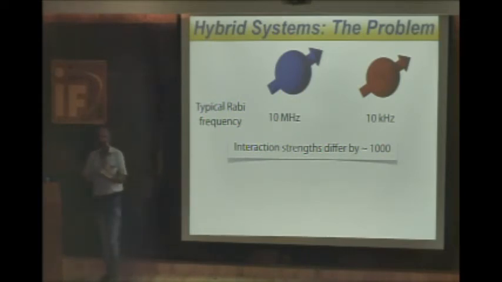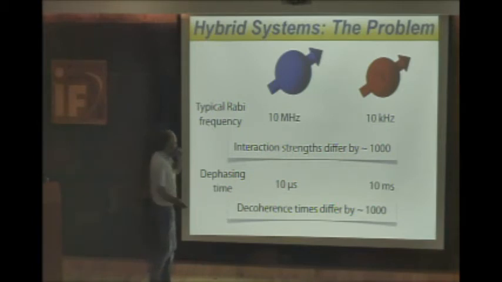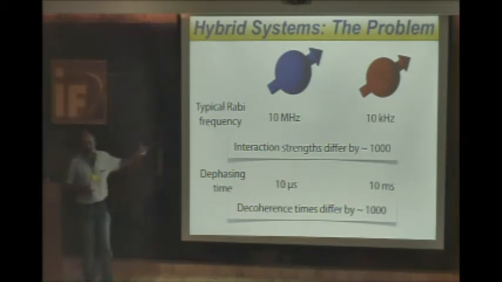So that means you have to synchronize the gate operations quite well, and not only are the Rabi frequencies different, but also the dephasing times. The electron spin dephases on a time scale of microseconds, and the nuclear spin on a time scale of milliseconds. So by the time you have applied your gate operation to the nuclear spin, your electron spin has dephased and you have lost the information. That becomes important when you're trying to do 2-qubit gate operations in such a system.